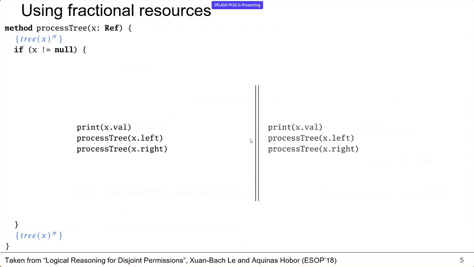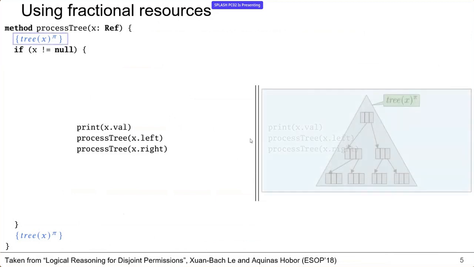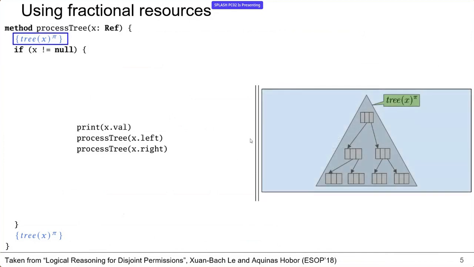Because the two threads are the same, I'm just going to ignore the right thread here, and instead try to show a visualization of what is happening in the memory, in our representation of the memory. And we simply want to prove that with pi permission, so fraction pi to tree of x, this program is memory safe, and we don't lose any permission. And at the end, we still have the same permission. So this is not something complicated. This is just memory safety.